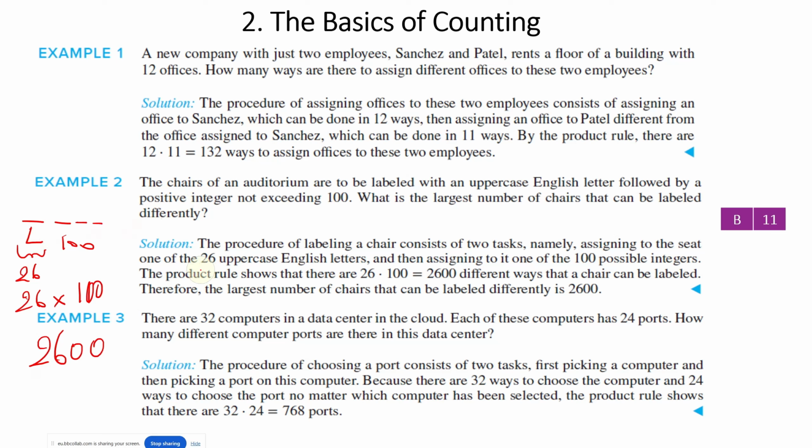So that's why we have these 26 letters in the alphabet, and then 100 possibilities for each one of the letters. The product tells us that we multiply these two, and it gives us 2600 different ways to have a chair labeled. Therefore, this is the maximum we can use. If we have a room with more chairs, this system is not going to be enough. So that's basically what it says.